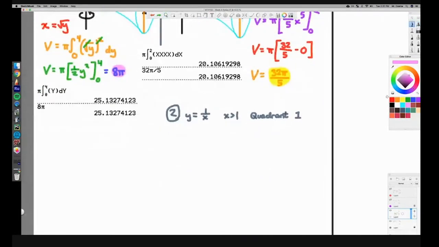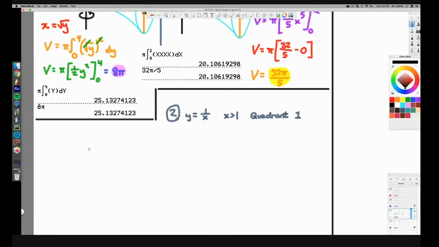Okay, so first thing we're going to do is draw this. Put a line here to separate this out. So we're going to draw this out here. Okay, so it's 1 over x, but it's greater than 1. So here's 1. And 1 over 1 is 1. So I'm just going to say it's right here. It doesn't really matter.